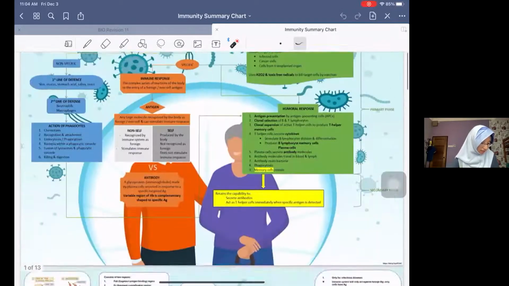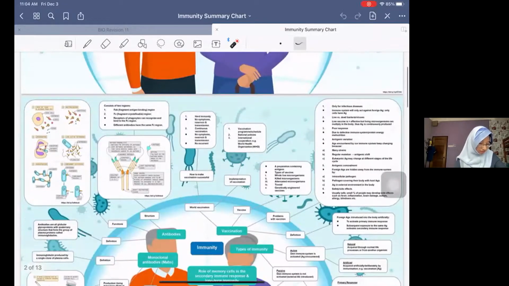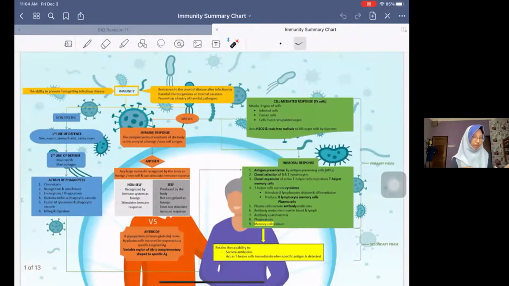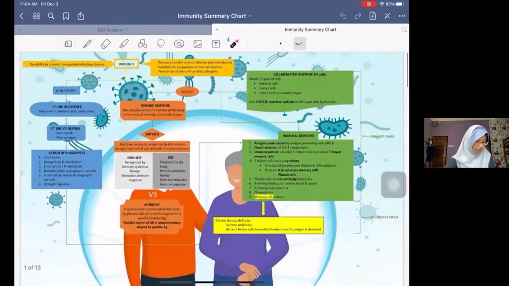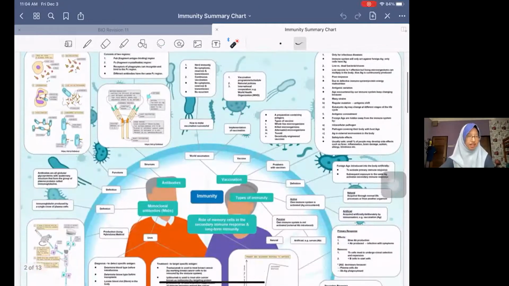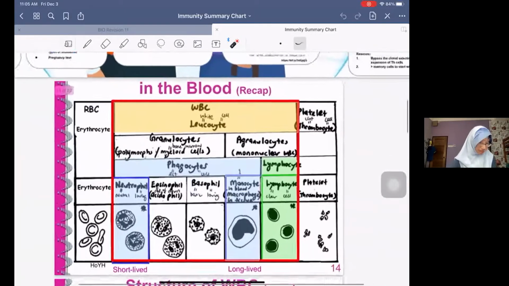The new thing that you have to know is just 11.2 and a bunch of other subtopics. For this summary chart, I'm only showing you the 11.2 part, which is the immune response. 11.1 is basically the introduction to phagocytes. I'm pretty sure all of you know already, right? So just a short recap.